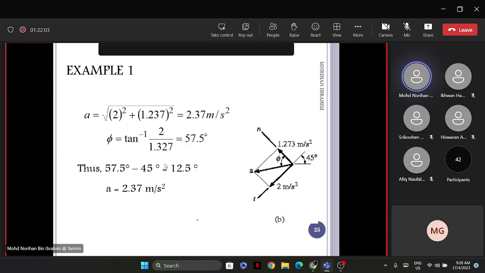Method dia buat dekat sini sebenarnya. So I just elaborate lah. So hope that you can understand.